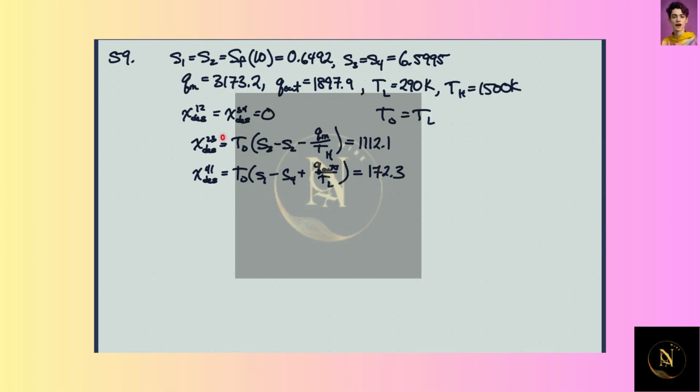Now for the boiler here, we have the change in internal energy and then the entropy from the heat transfer multiplied by the surrounding temperature, and that winds up being 1,112 kilojoules per kilogram. In the condenser, again, the change in internal energy of the fluid, and then the entropy generation from the entropy change from the heat transfer over the low temperature. Plugging all those numbers in, we wind up with 172.3 kilojoules per kilogram.